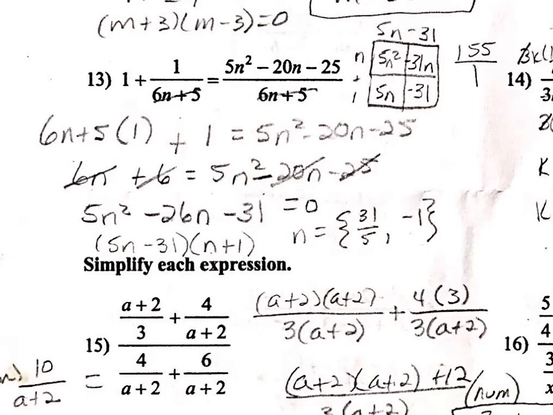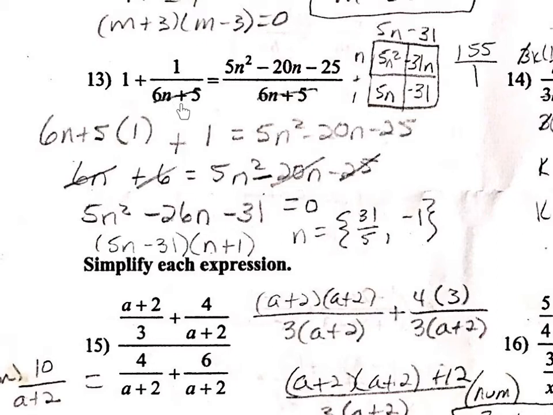All right, so for problem 13, this one is solve each equation. Remember to check for extraneous solutions. The first thing I need to do is multiply each term in my equation by the greatest common multiple of the denominator. So the greatest common multiple of the denominator for this problem is going to be the 6n plus 5.